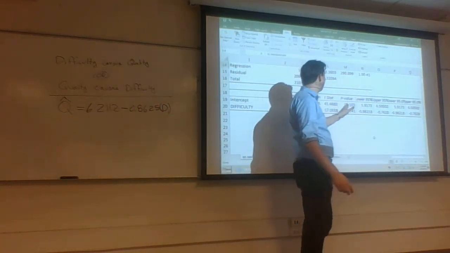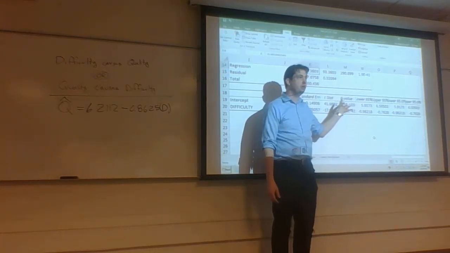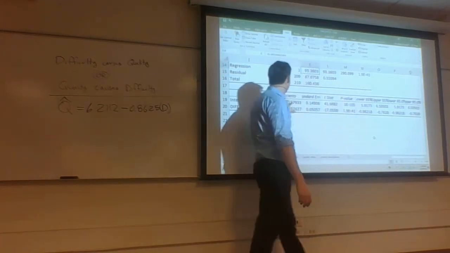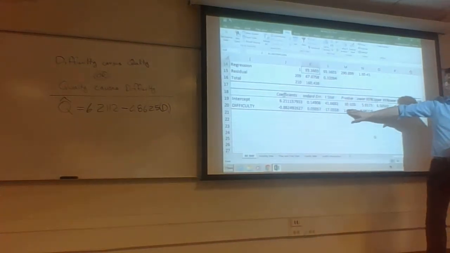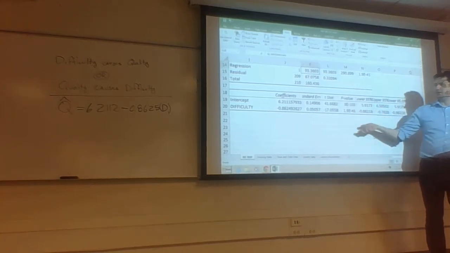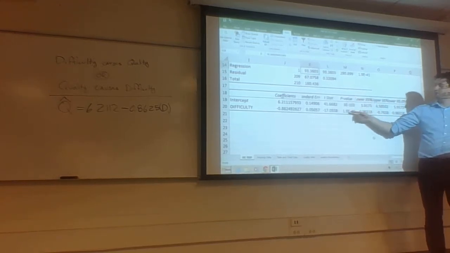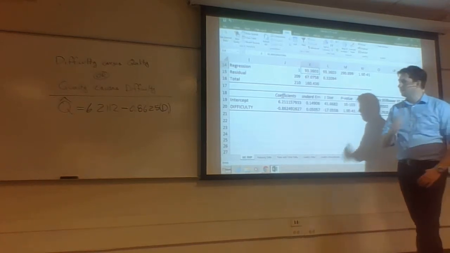But the p-value and the t-stat, these things do, right? This is the stuff we did last unit. So we check this to determine the line, but we check this to determine statistical significance. And they talk about the p-value for the intercept, but no one cares about the p-value for the intercept. Right? We care about this one. So what is the p-value for difficulty?